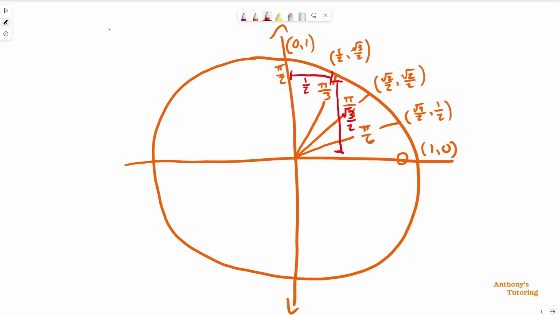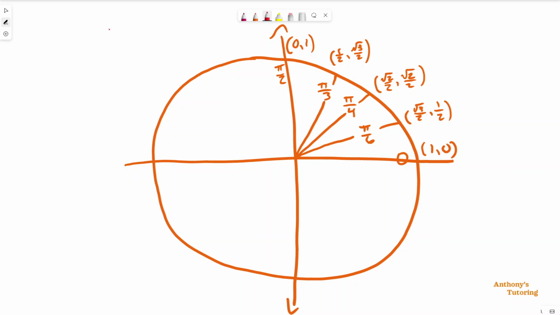Same way, if the amount we go up is really big, then we use root 3 over 2. And if the amount we go up is really small, like in the pi over 6 case, we use 1/2 for our y. So you still have to memorize the values root 3 over 2 and 1/2, but this little trick helps you know where each one goes.